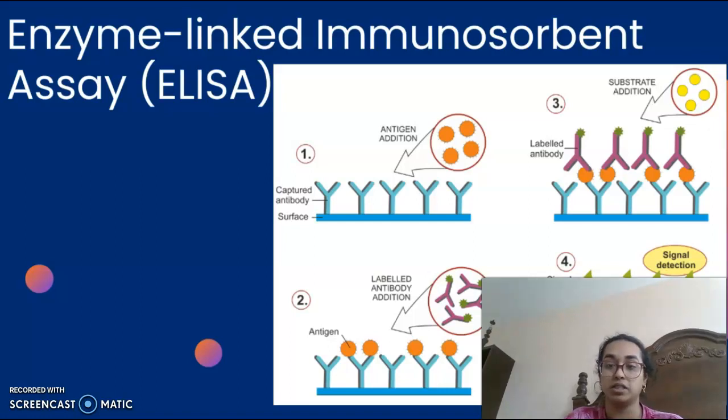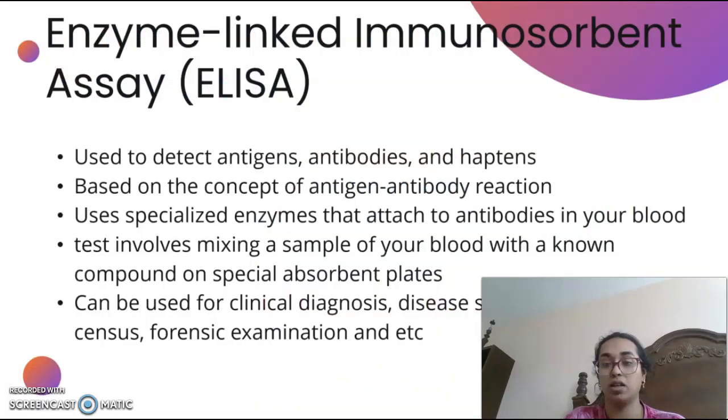And lastly, I'll be discussing ELISAs, which are enzyme-linked immunosorbent assays. And in this image, we can see how this type of assay works. Enzyme-linked immunosorbent assays, or ELISAs, can be used to detect antigens, antibodies, and haptens. It is a highly sensitive tool within in vitro diagnostics, or IVD.